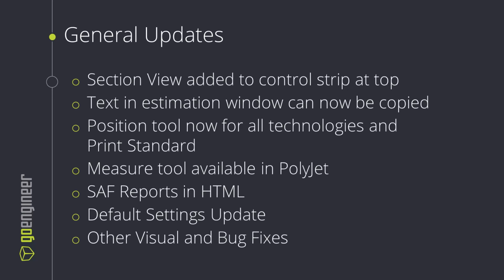The position tool that existed before is now available for all technologies, all 3D printing types. Measure tool has been included in the PolyJet technology, and SAF reports have gotten a great enhancement, now exportable as a very useful HTML format containing a lot of information. As well, there's been some default settings updates, things that are more commonly used that should be set as default to begin with, and some other visual and bug fixes that always come along with software updates.